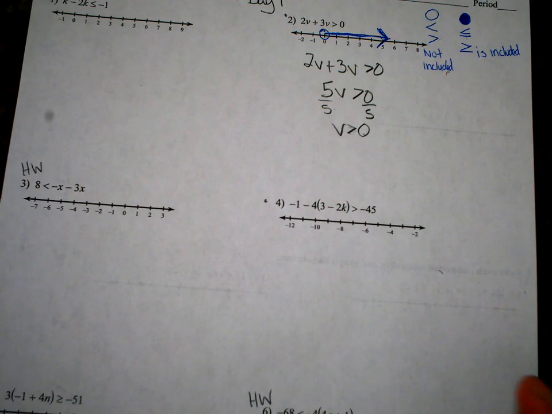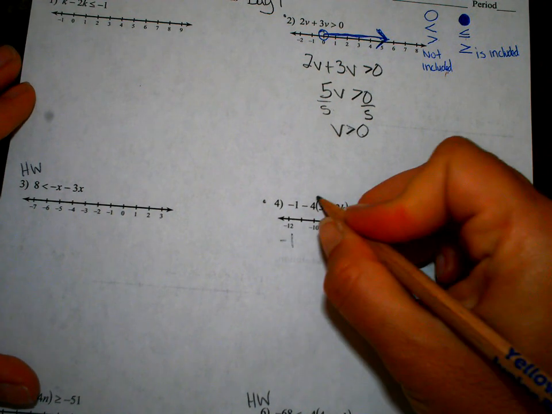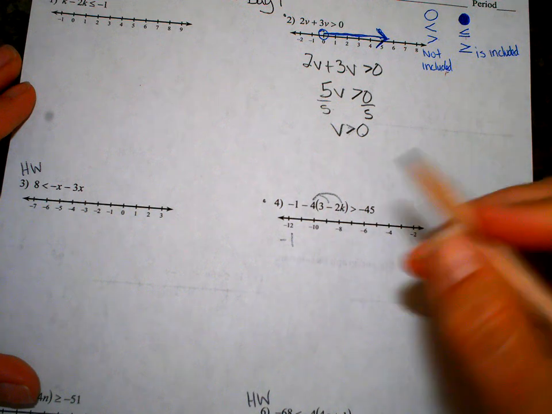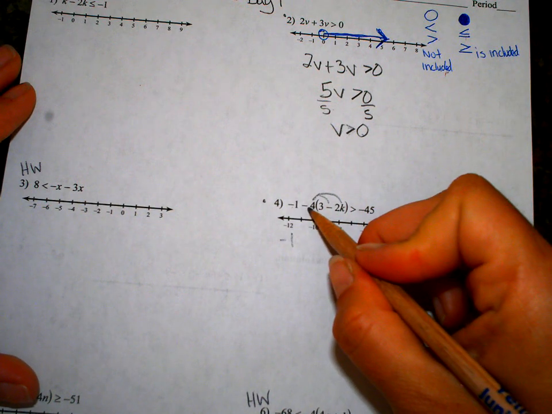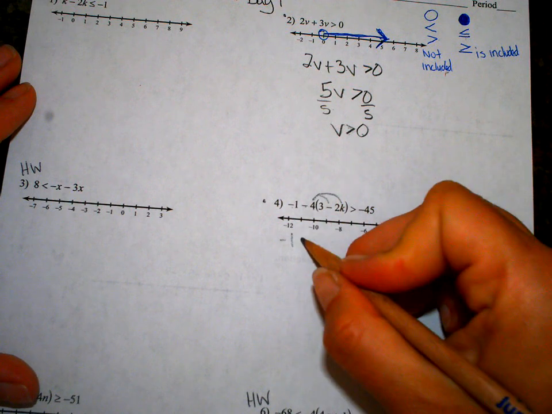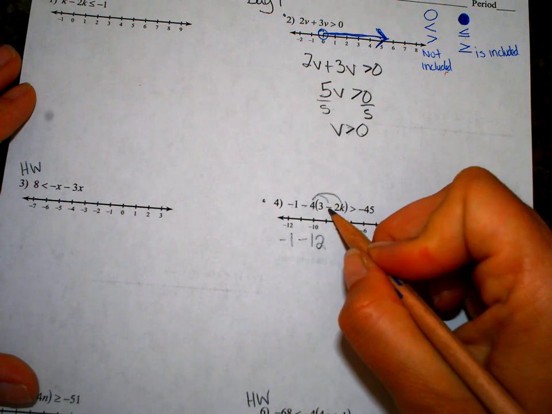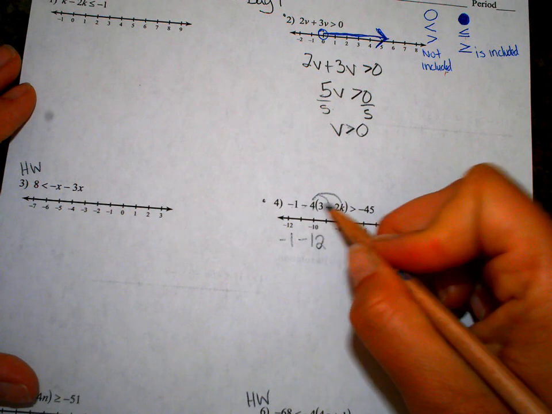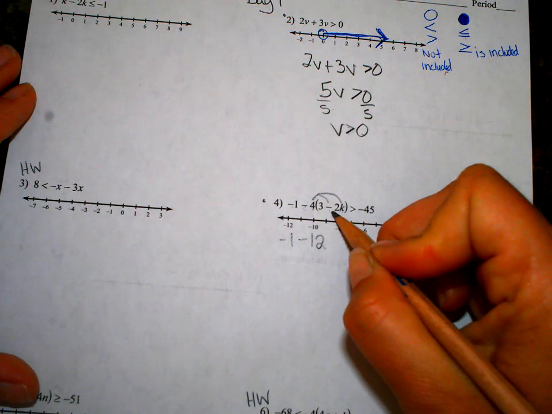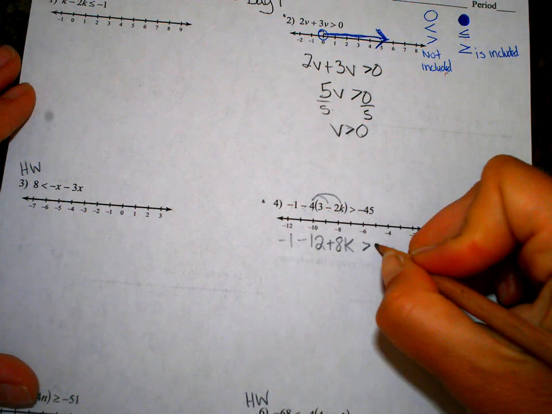Okay. Number 4. Woo! Look at these multi-steps. Let's do it. You're going to have to write the equation underneath the number line, obviously. Let's just distribute right now. -1. Okay. -4 times 3 is -12. -4 times -2k, positive 8k, greater than -45.